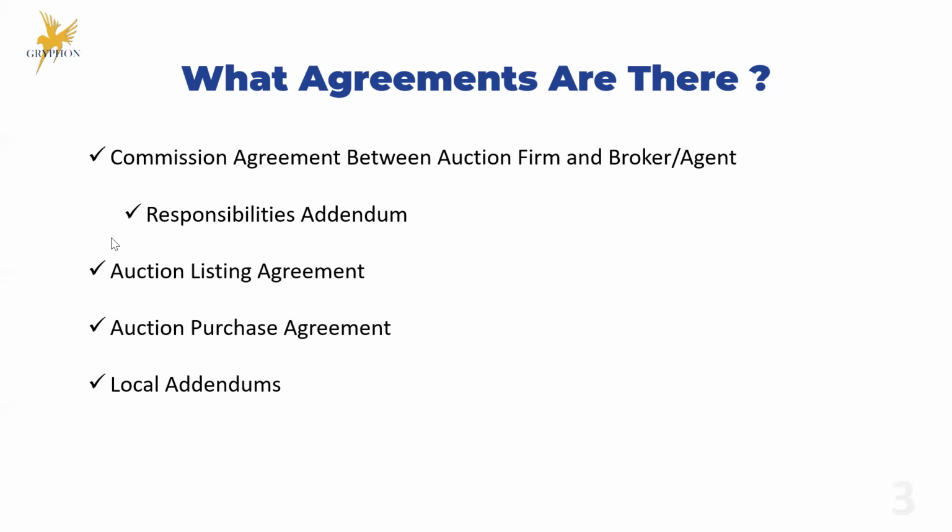So in addition to the responsibilities addendum and the agreement between the broker and the auction firm, we are going to have an auction listing agreement. There's an auction purchase agreement, and then there are local addendums. There's also general terms and conditions, but those are basically the informal terms that are all tied up in legalese into the auction purchase agreement. So the main documents we're going to be dealing with are the commission agreement, the auction listing agreement, and the auction purchase agreement, all that we provide to you, and then you would provide us with the local addendums so we can contract with that seller.